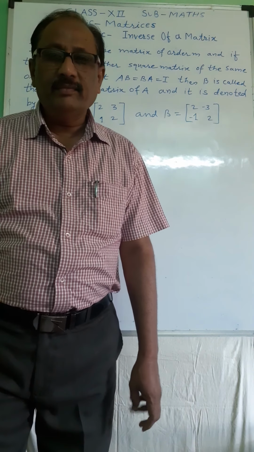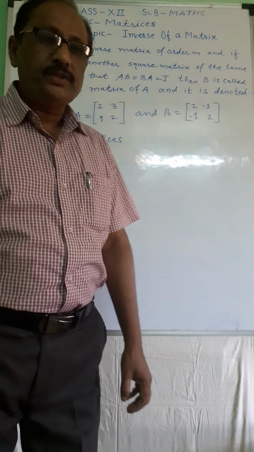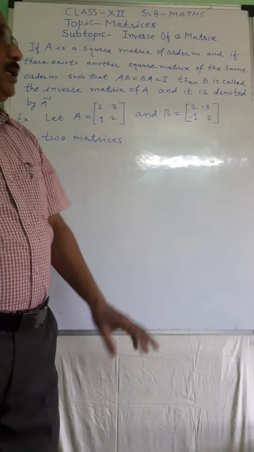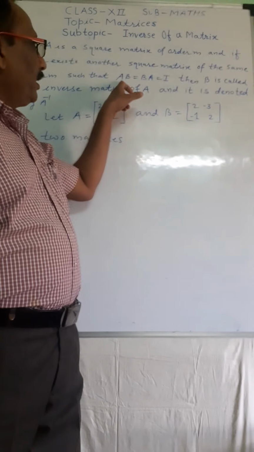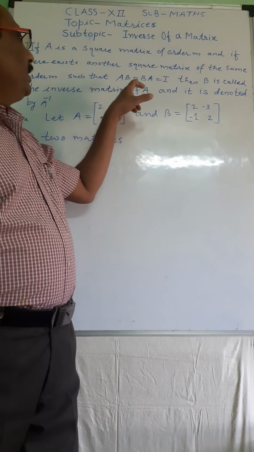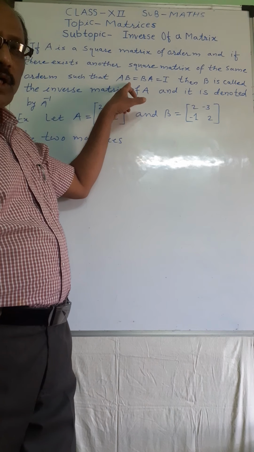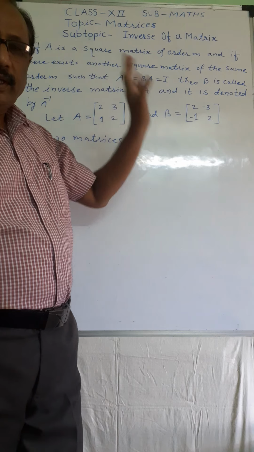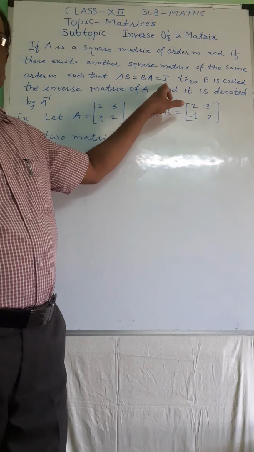Hi students, today we are discussing the new subtopic, that is inverse of a matrix. In inverse of a matrix, the main condition is that the product of two matrices should be identity matrix. Suppose we take matrix A and matrix B. A is a 2 by 2 square matrix, B is a 2 by 2 square matrix, and the product AB and the product BA should be equal, AB is equal to BA is equal to I, meaning identity matrix.